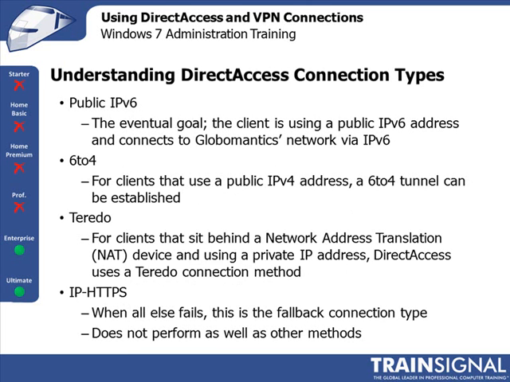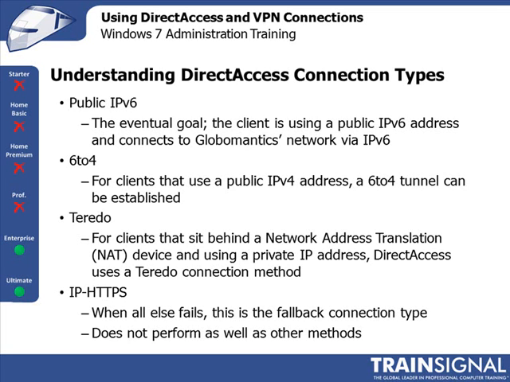There are basically 4 different access types that are available for DirectAccess. The first one is a public IPv6 access or connection type. This is the eventual goal. The world's gone IPv6, every machine has an IPv6 address, and the internet doesn't use IPv4 anymore. In this case, the client is going to use a public IPv6 address, and they're going to connect to the GlobalMantics network directly via IPv6. This is the perfect world scenario. And it's not really all that achievable yet because most organizations have not even begun to make the move to IPv6.